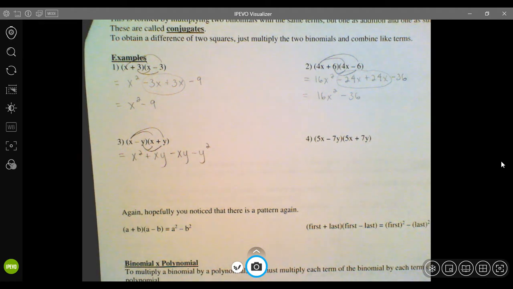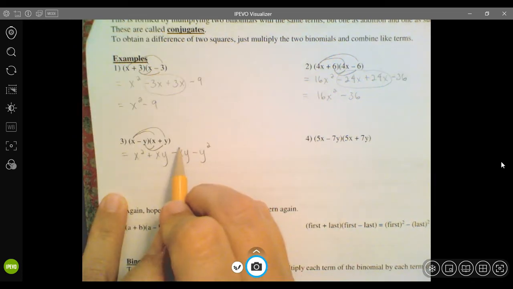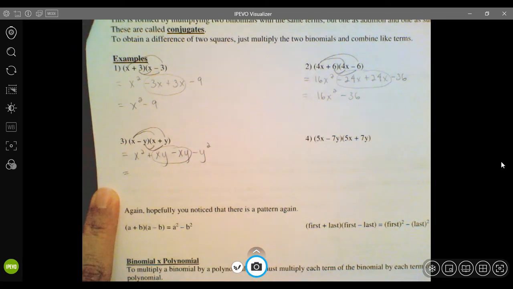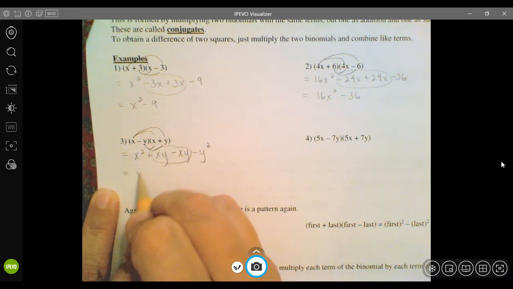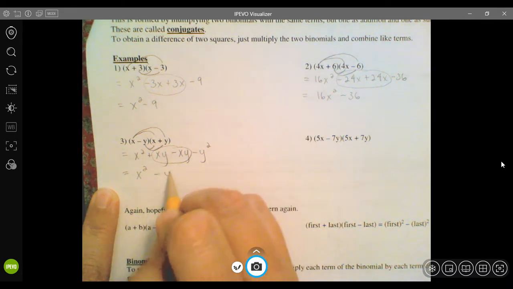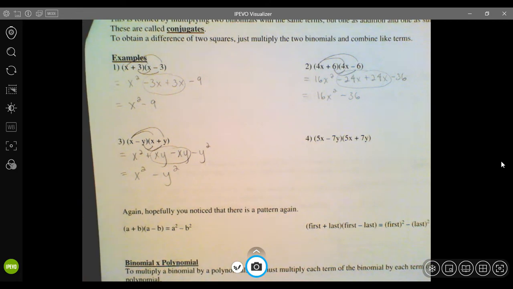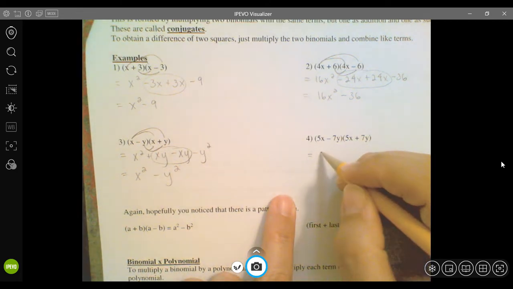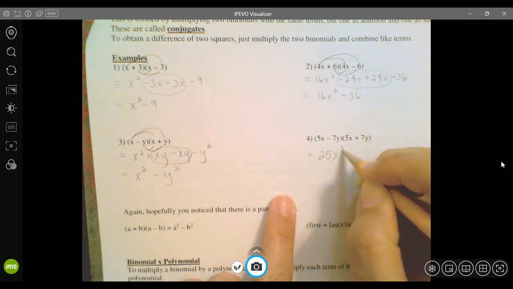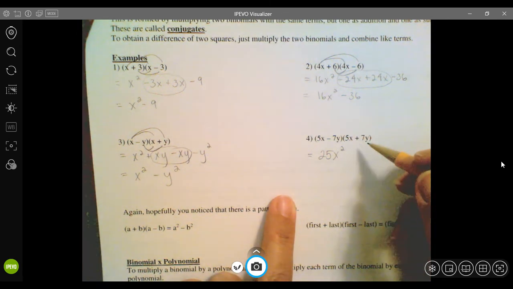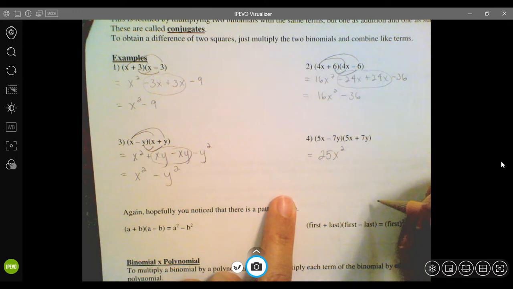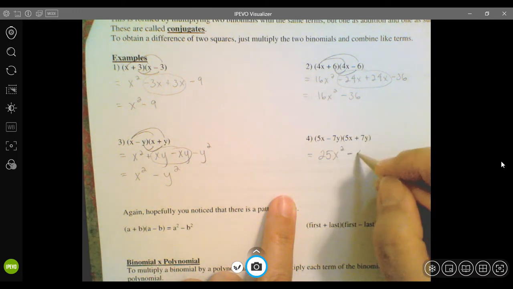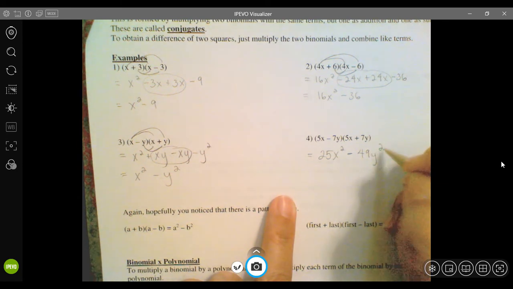All right. So again, I've got opposites in the middle, and that's going to happen every single time I multiply conjugates. So I bring down my x squared. I bring down my minus y squared. So without doing any work, 5x times 5x is 25x squared. I know my outside and my inside will zero out. And now I bring over my minus. 7y times 7y is 49y squared.